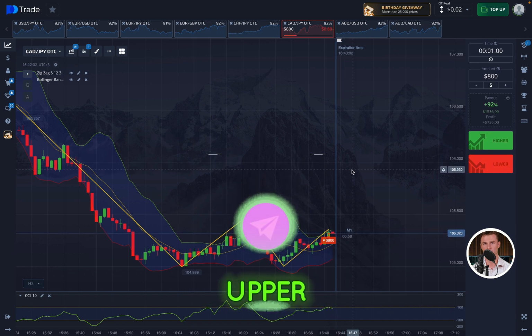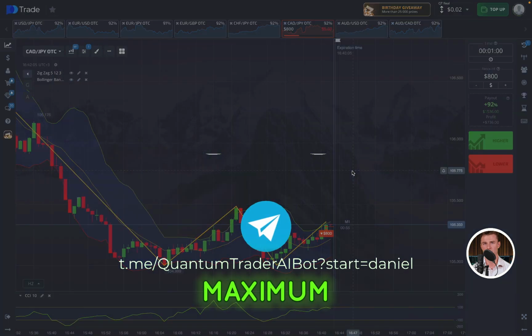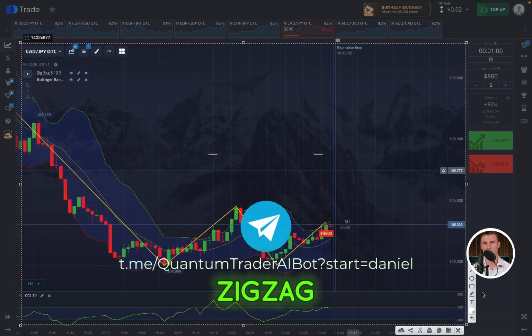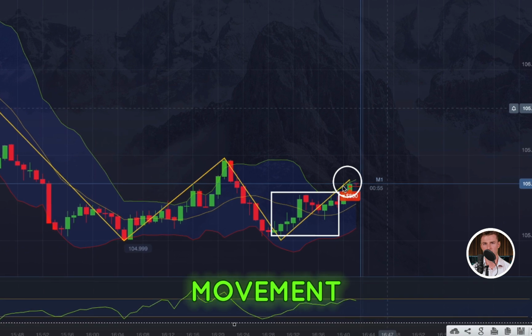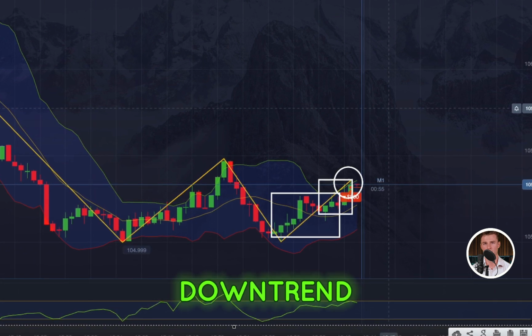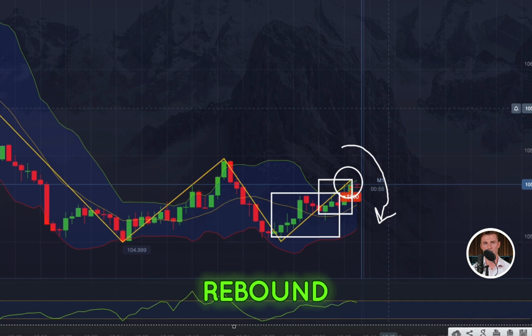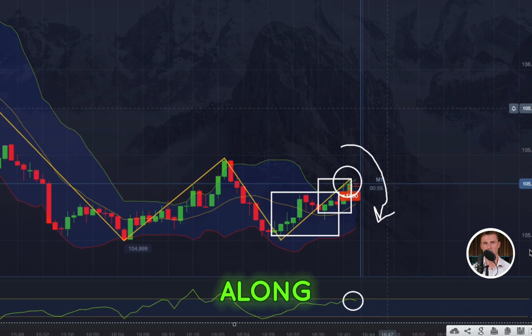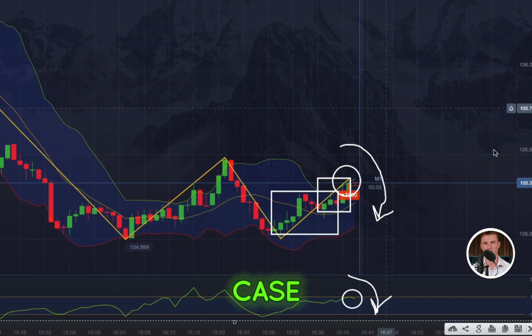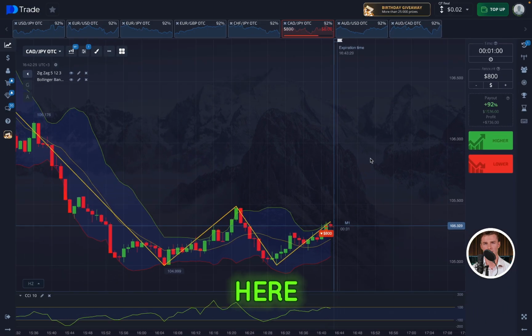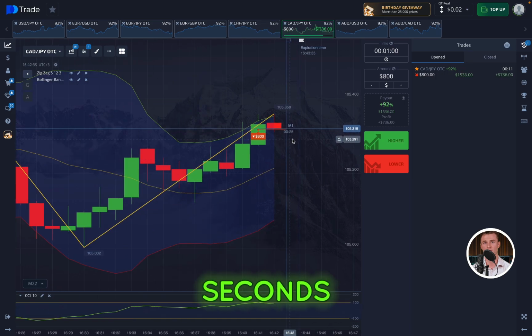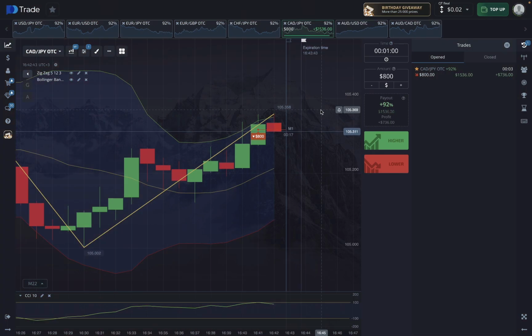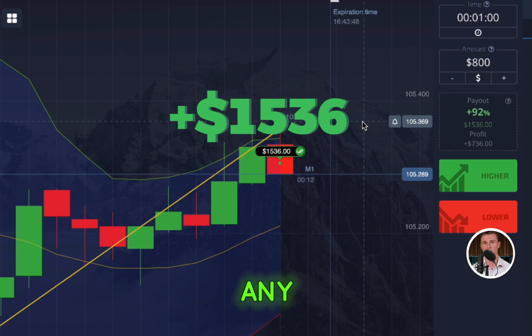We had a touch of the upper Bollinger Band. The local maximum was also updated along the zigzag. The price is rolling back, and I think that the further dynamics of our movement should also go downtrend. I also see a rebound from the overbought area along the oscillator. So in this case, I'm opening a deal down here. Let's watch the result. It remains in about 10 seconds. And the deal was closed without any problems.